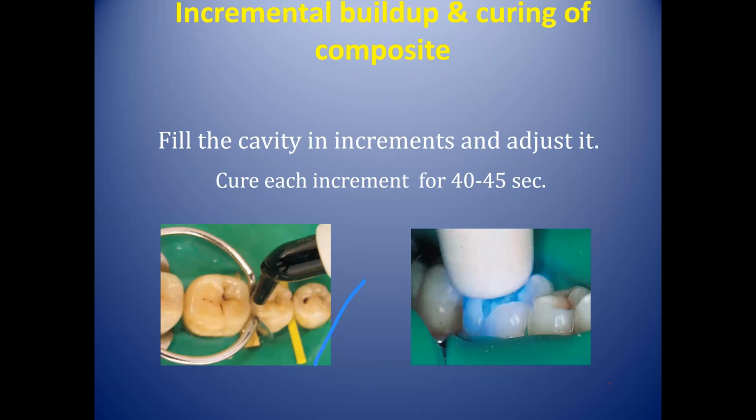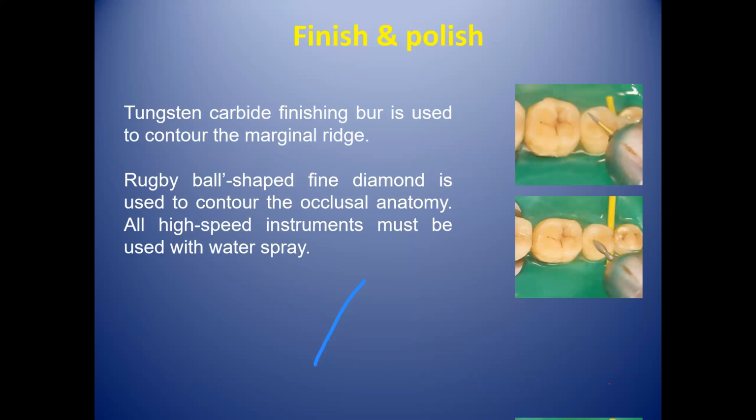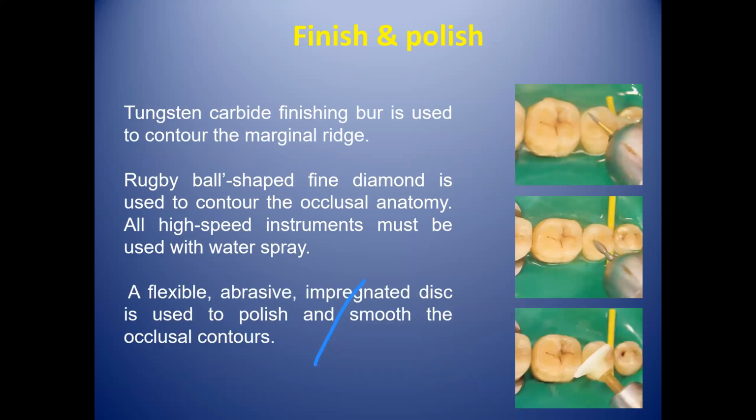Incremental bulk buildup and curing of the composite is done following the initial buildup. Then for finishing and polishing, a tungsten carbide finishing burr is used to control the marginal ridge. Then a rugby ball shaped fine diamond is used to control the occlusal anatomy. All high-speed instruments must be used with water spray. Then flexible abrasives can be used for the final polishing. Thank you.